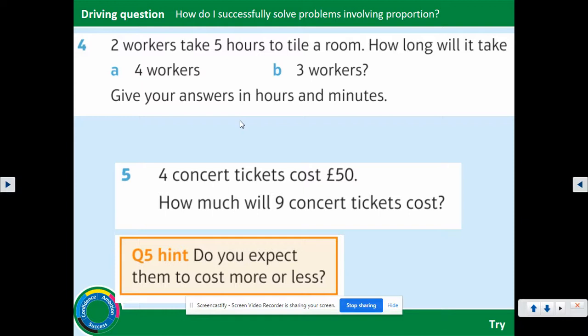Okay? Question 5 says 4 concert tickets cost £50. How much will 9 concert tickets cost? And your hint is, do you expect them to cost more or less? I'm not going to help you any more with that one, because hopefully you're going to be able to do that without any extra help. Okay? So pause the video please and play when you're ready to go through the solutions.